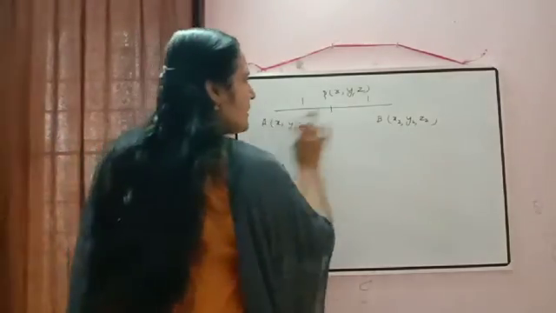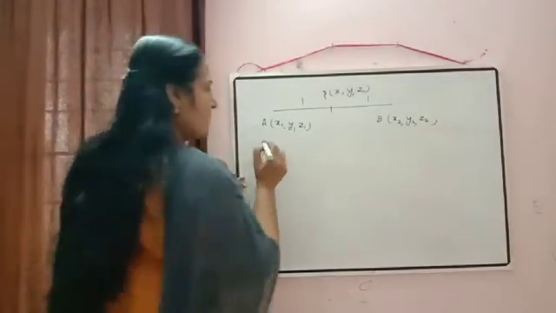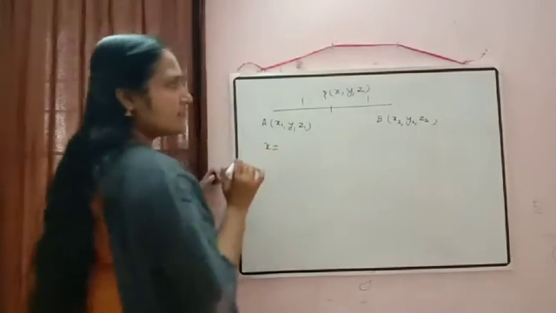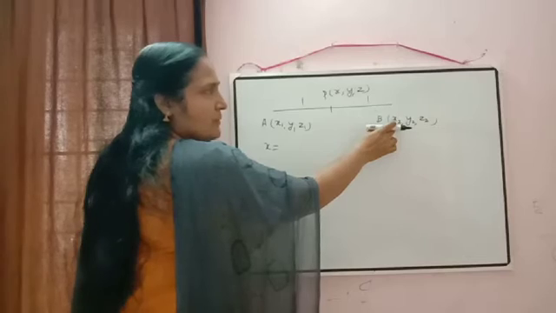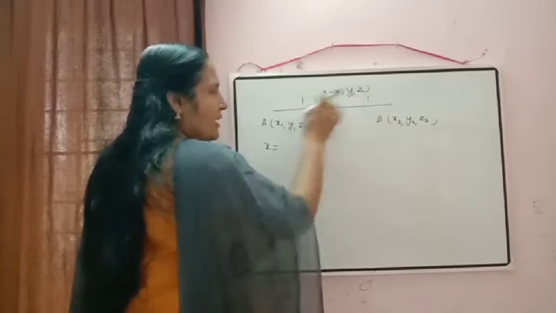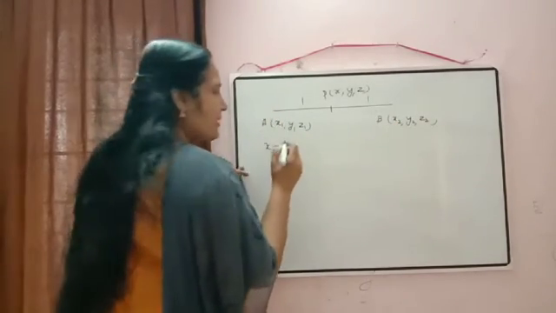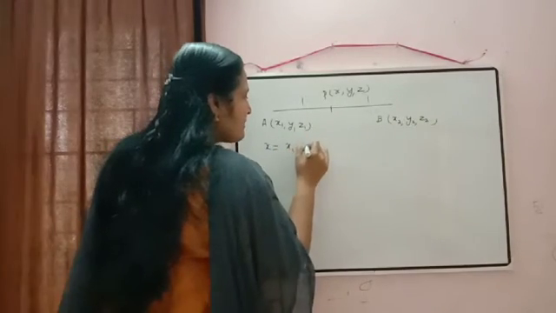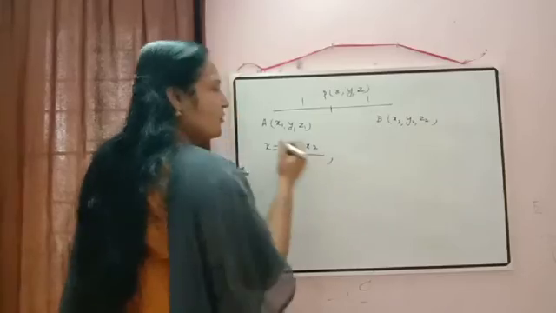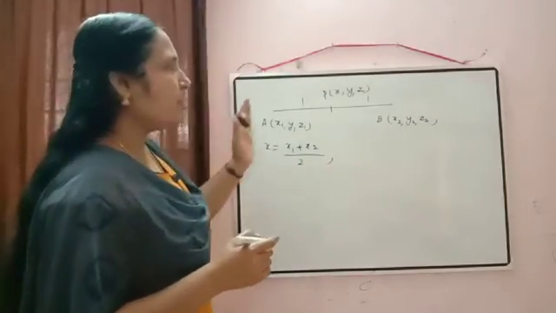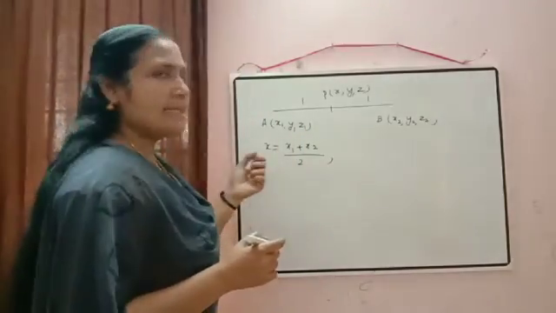So if P is the midpoint of AB, what will be the formula there? X is equal to what will come? 1 into x2, that will be equal to x2 only. 1 into x1, that also will be equal to x1. So we will get x1 plus x2 divided by 1 plus 1, that is 2. So if P is the midpoint of AB, we'll write it in this way.